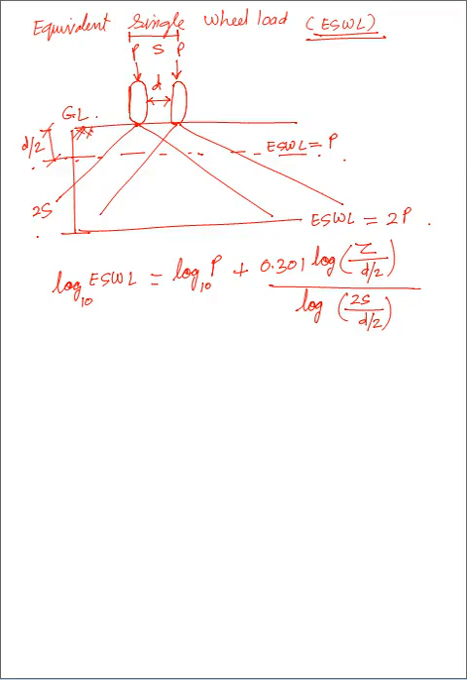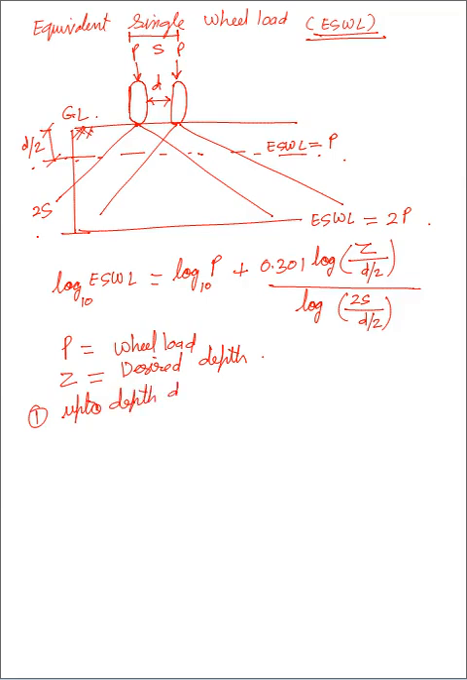Here, what is P? P is wheel load, that we know, and Z is equal to desired depth. Z is also basically depth, but that is the desired depth. So let me write all these things. Number one, up to depth d by 2 below ground level.